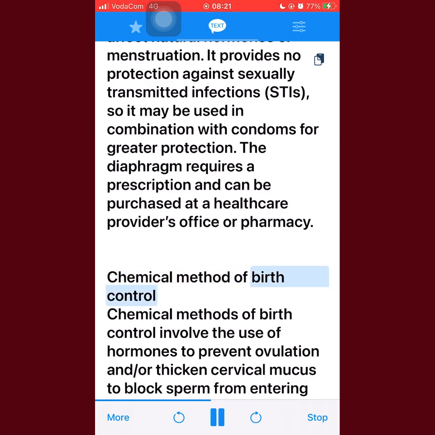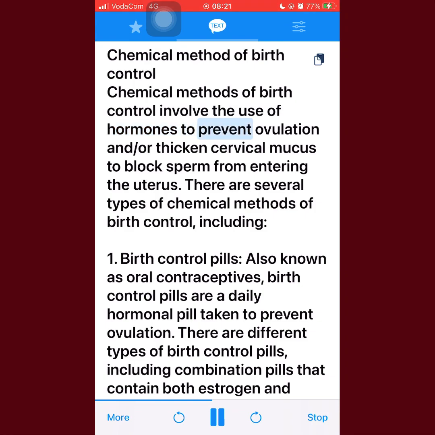Chemical method of birth control. Chemical methods of birth control involve the use of hormones to prevent ovulation and/or thicken cervical mucus to block sperm from entering the uterus. There are several types of chemical methods of birth control, including 1. Birth control pills, also known as oral contraceptives.